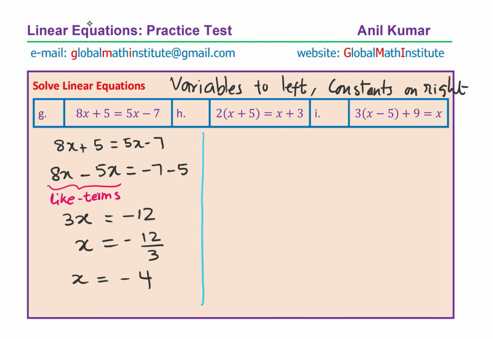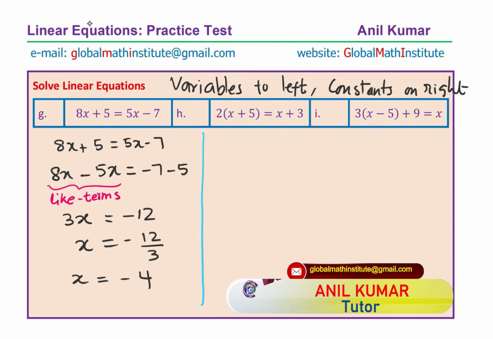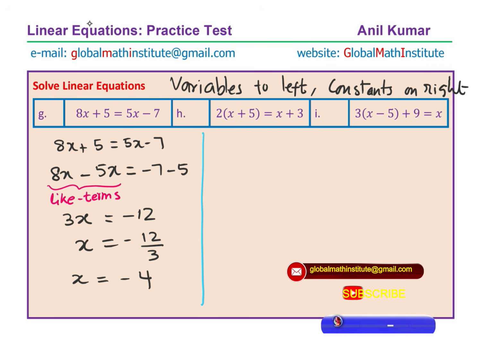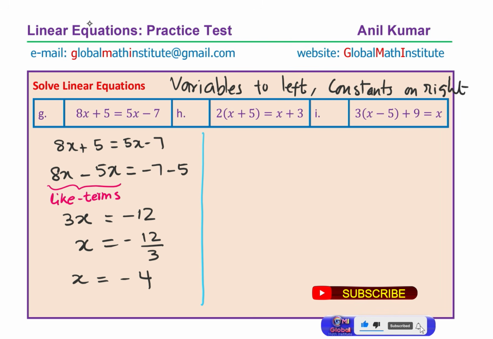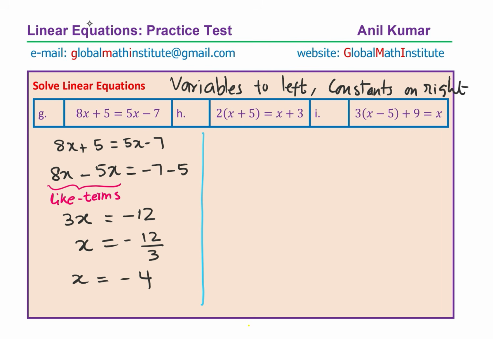Perfect. Well, there could be equations which have no solution also, right? Anyway, here is a situation where we have one solution, which is x equals minus 4. You can always substitute this value and check. 8 times minus 4 will be minus 32, and minus 32 plus 5 means we have minus how much? 27, right? And on the right hand side, 5 times minus 4 is minus 20, and minus 20 minus 7 is minus 27. So both sides are minus 27. Perfect.